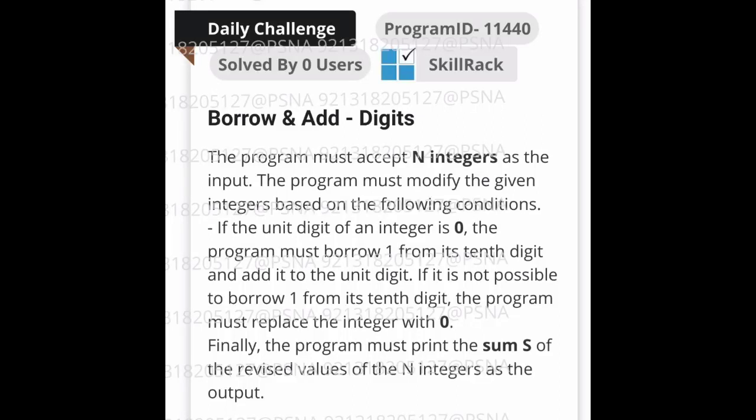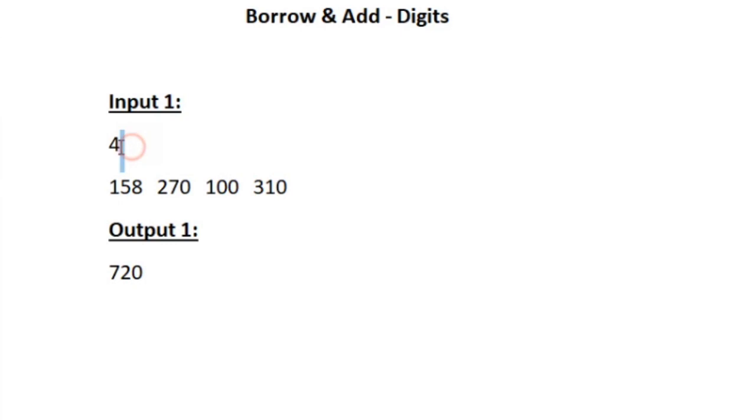This is the question asked in today's SkillRack daily challenge. We are given n integers in input and our task is to update all the n integers, and our output must contain the sum of all the updated n integers. So here for the particular sample input 1 we are given 4 integers and we have to update all the integers as per the conditions given in the question.